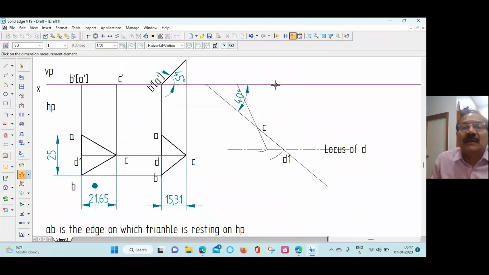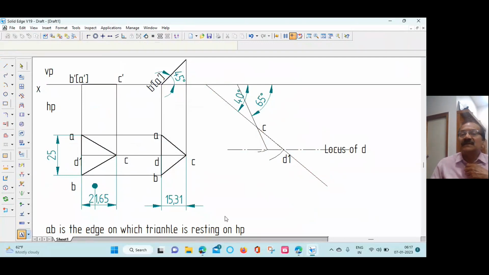Draw the angle from here to here, 65 degree. Okay, so 65 degree is the beta angle we have found, a new angle. 40 degree was given in the data. Now we got the CD line. This is D.